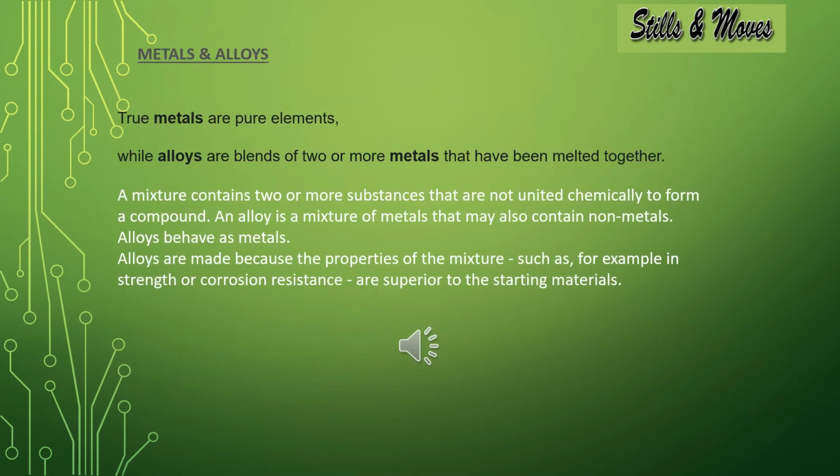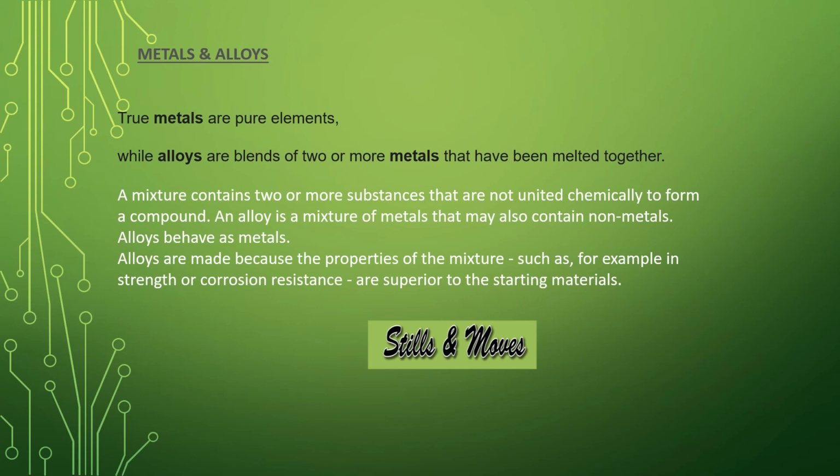Metals and alloys. True metals are pure elements, while alloys are blends of two or more metals that have been melted together. A mixture contains two or more substances that are not united chemically to form a compound. An alloy is a mixture of metals that may also contain nonmetals. Alloys behave as metals. Alloys are made because the properties of the mixture, such as, for example, strength or corrosion resistance, are superior to the starting materials.